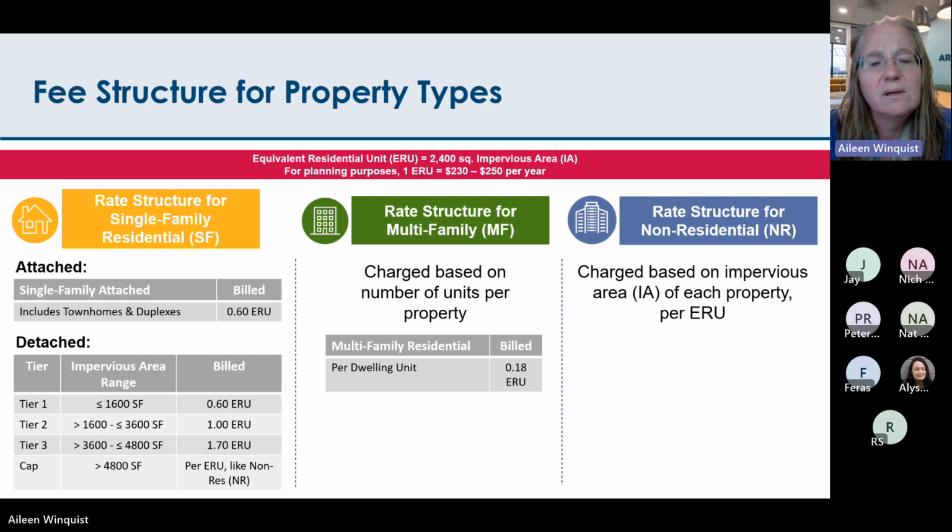And then you can see for non-residential properties, they are just billed by the number of ERUs on the property. So one note you can see at the top there for planning purposes, one ERU is estimated to be $230 to $250 per year. So the county board will vote to set the final rate this fall, but that is the estimate at this point. And just one other note, I think for single family, it's about 90% of single family properties that are in tier 1 or tier 2, so would pay 1 ERU or less.